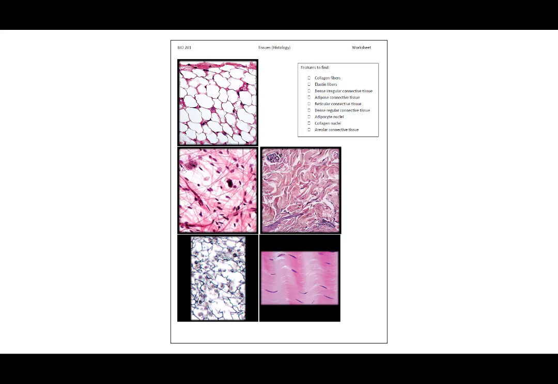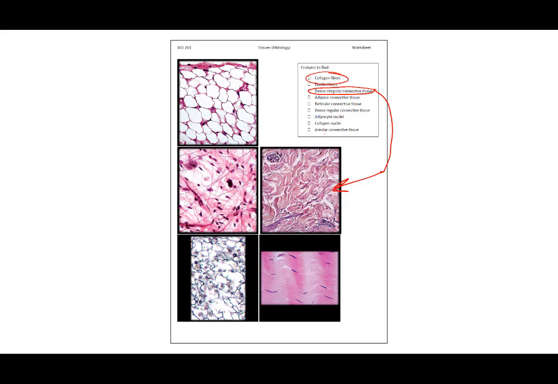The first page is a connective tissue page. It asks us to find collagen fibers. So let's look around and we can see collagen fibers are these thick pink fibers. So in this particular slide, this is our dense, irregular connective tissue. So let's bring that down there. We can see the many thick layers of pink collagen fibers.